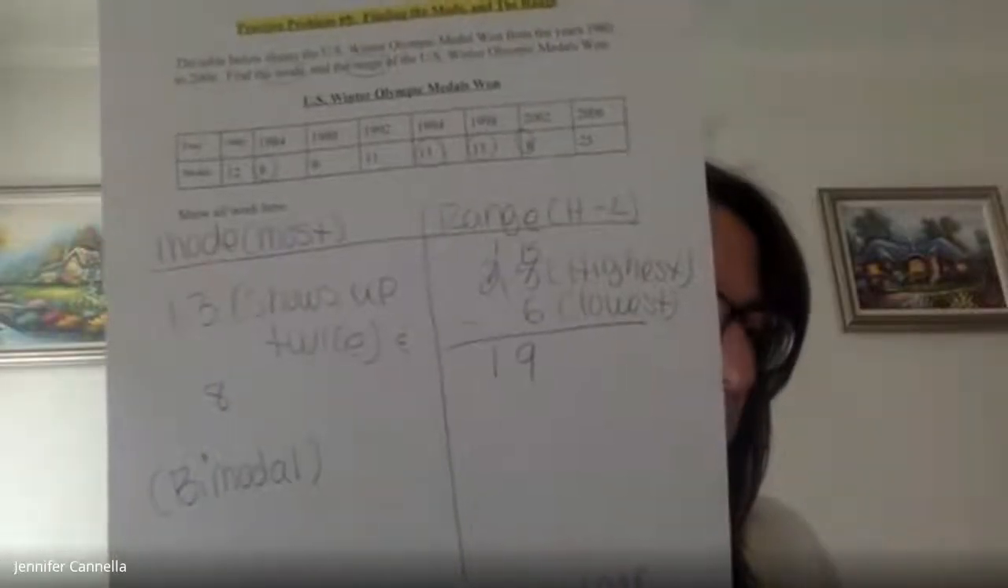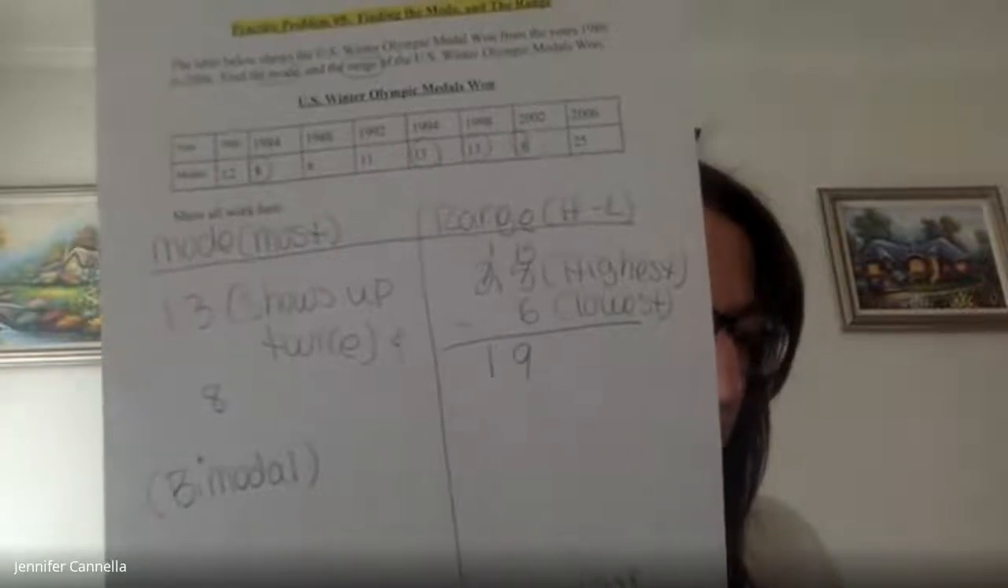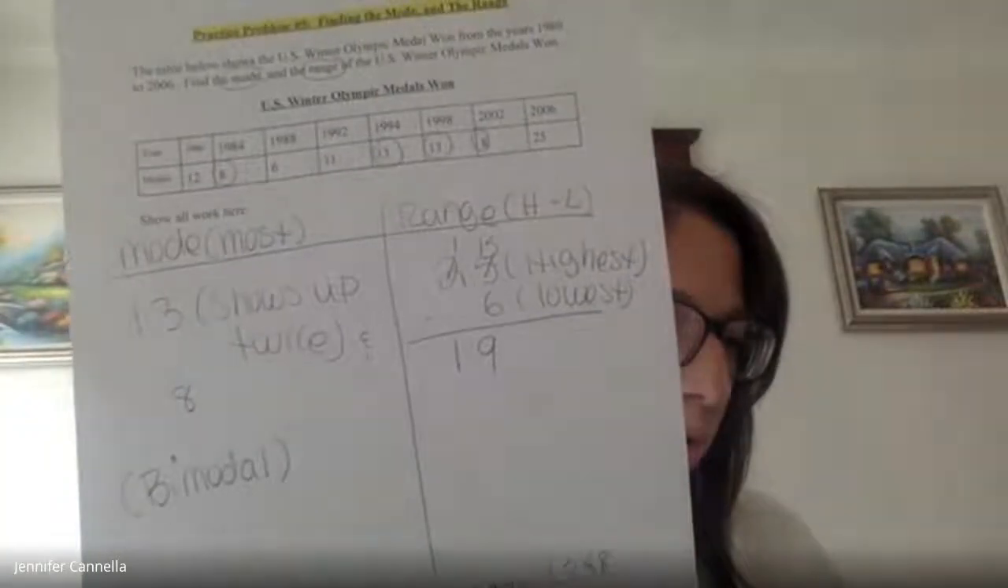Okay. We're going to go on to page 7. We're going to move on to page 7. If you're done, please try page 7. You're going to find the mode and the range. And then we're going to go on to the exit ticket.